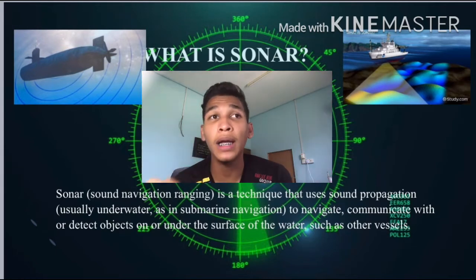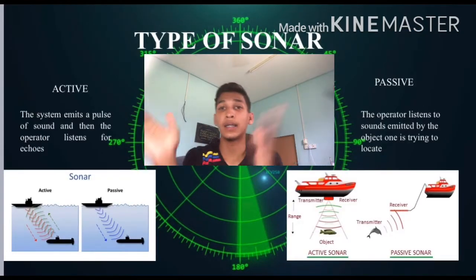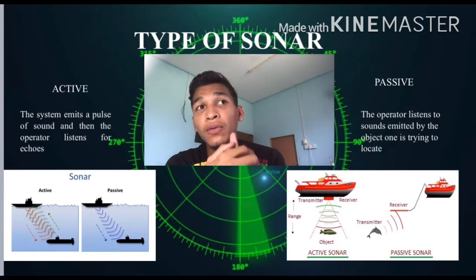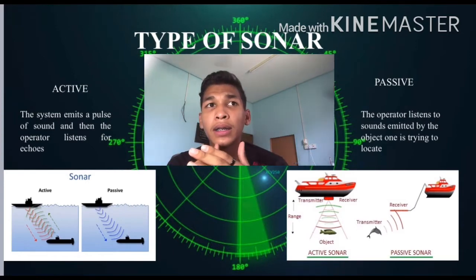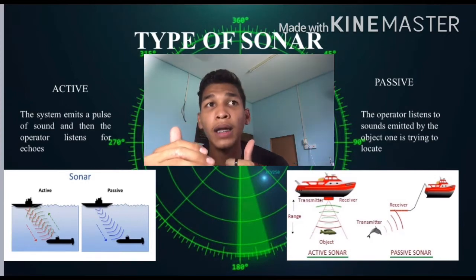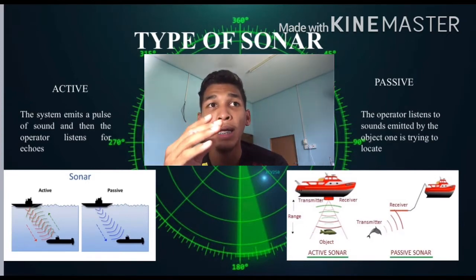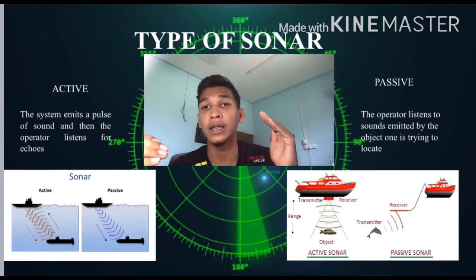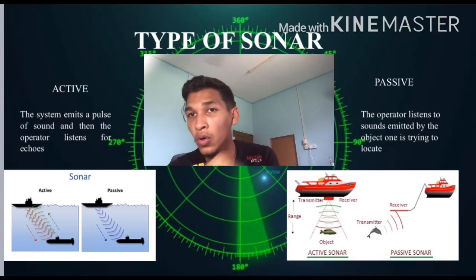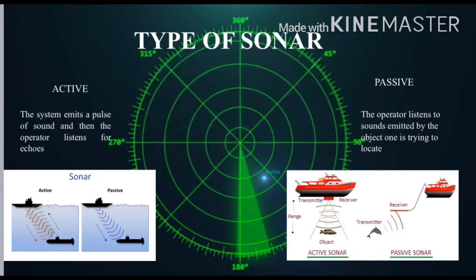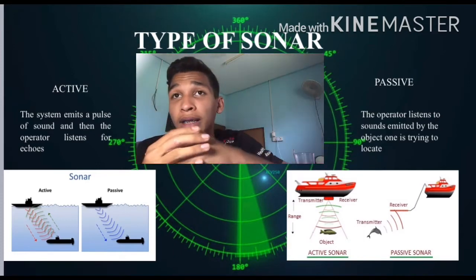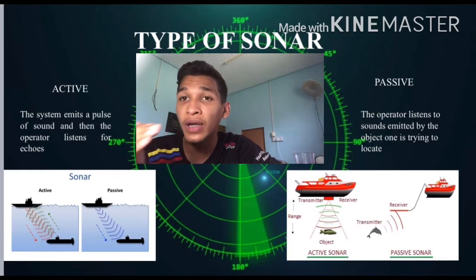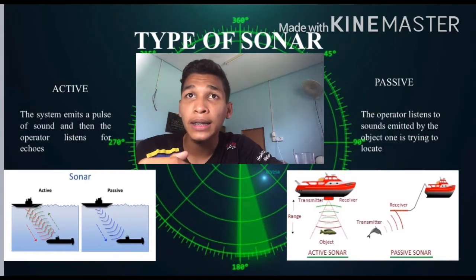There are two types of sonar. The first one is active sonar. Active sonar systems emit a pulse of sound, and then the operator listens for the echoes, which is the sound that will go and come back. In active sonar, when the sound signal is sent into the water, part of it will be reflected back if it strikes an object or a target.